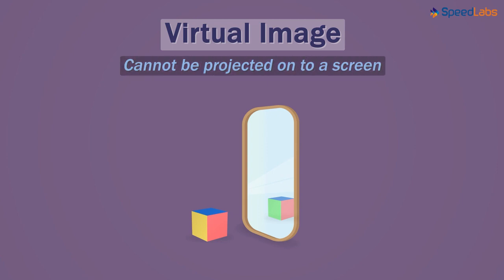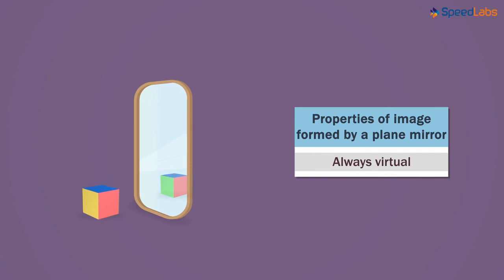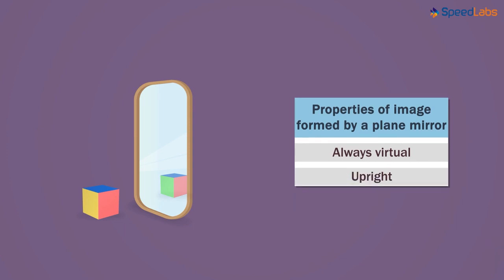And this is one of the properties of an image formed by a plane mirror. Image formed by a plane mirror is always virtual. Yes, it's always true. The other thing in the image that you can observe is that it's upright.